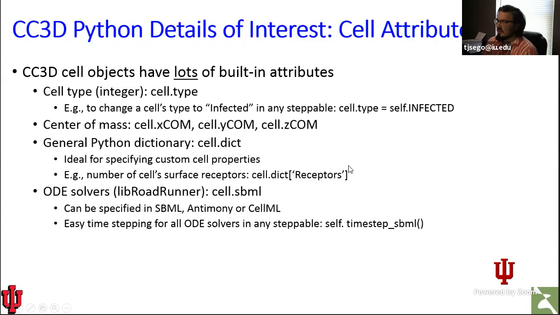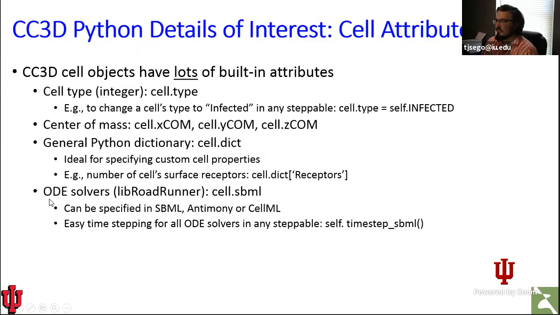In our implementation, you'll find that the line is cell.dict with the key receptors. And then lastly, we can also attach ordinary differential equation solvers to individual cells. We talked earlier about the viral replication model, and that's modeled with a set of ordinary differential equations. Each cell is assigned an instance of a solver that will solve whatever ODE system that you've assigned to it. That solver can be accessed for each particular cell with cell.sbml, as shown here.